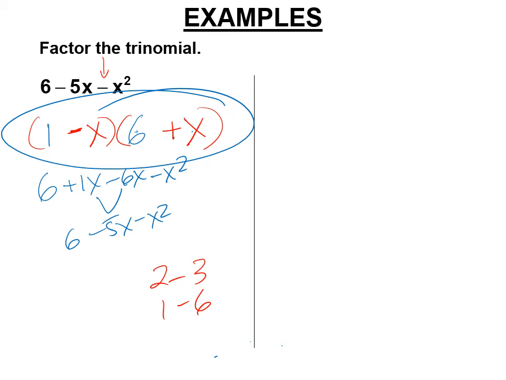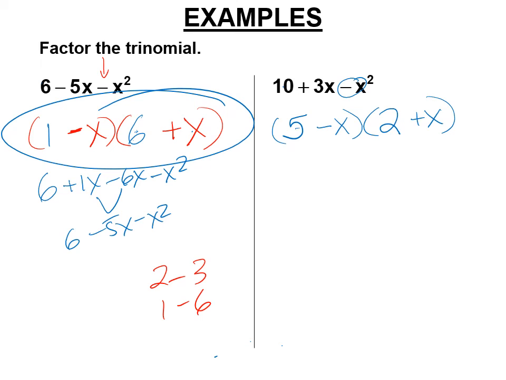All right, let's try another one. All right, so we have, right, it's a minus x squared. So you're going to have a minus x and a plus x. And we have, yeah, this has got to be 2 and 5. We just got to figure out which one is which. I think this is 5 and this is 2, because 5 times 2 is 10, outer plus 5x, inner negative 2x, last negative x squared. Yeah, that's the one.